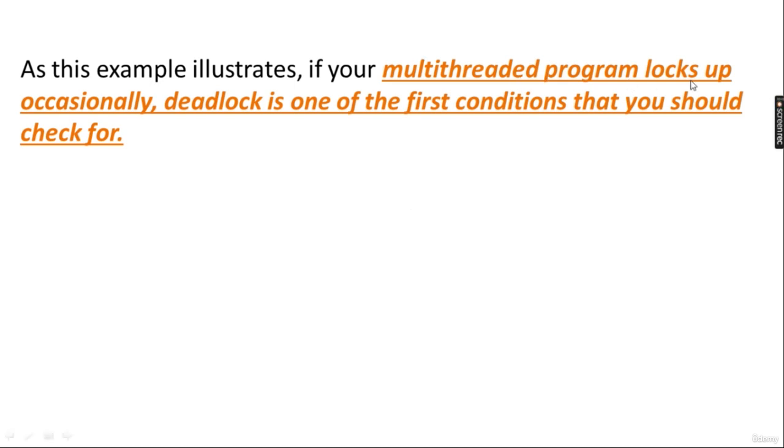If your multi-threaded program locks up occasionally, deadlock is one of the first conditions that you should check for. If you are using multi-threading in your Java application and there is nothing happening in your program and it is locked up, what is the first condition you should check? That condition is the deadlock condition.